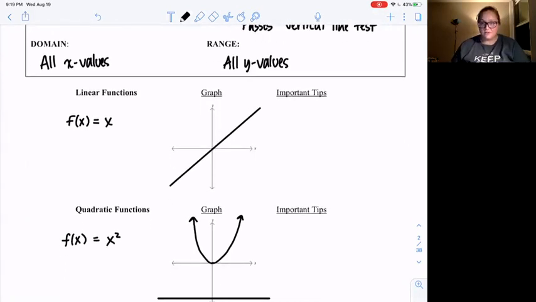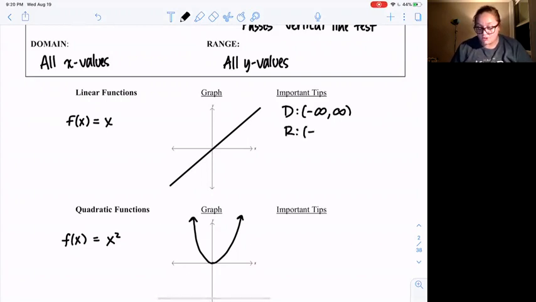So when we have different parent functions, let's start with the most basic. We have a linear function. So the characteristic of a linear function is that it's a line. It's a straight line extending from one direction to the other. And some things to note about this is that the domain and range are usually all real numbers. So the way that we write that in interval notation, which kind of looks like a coordinate, is negative infinity to positive infinity.